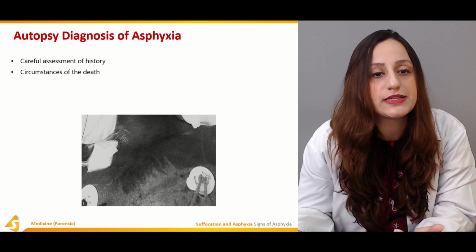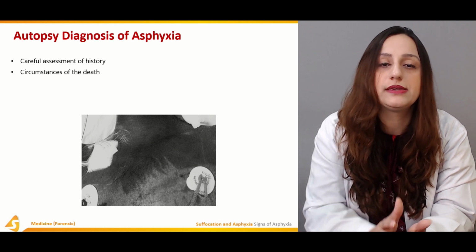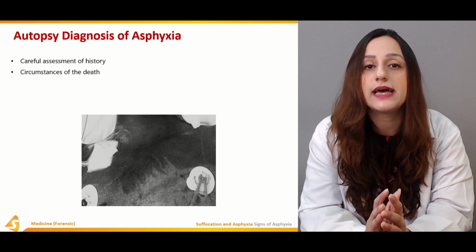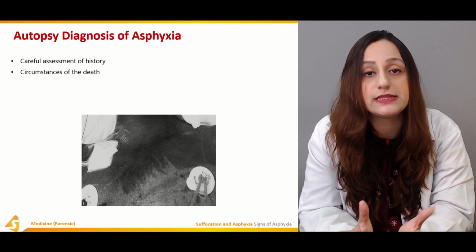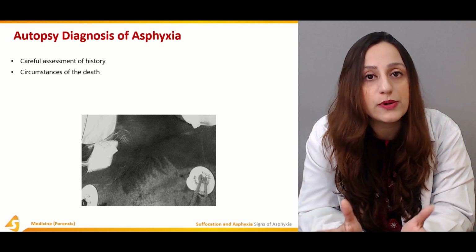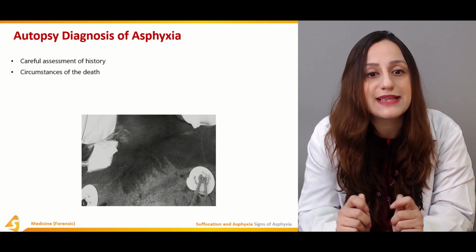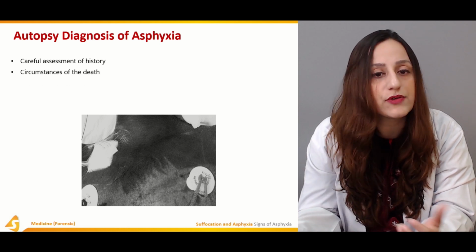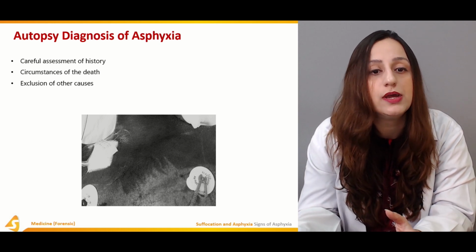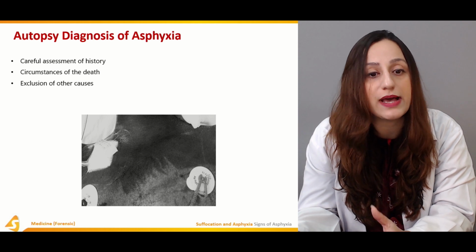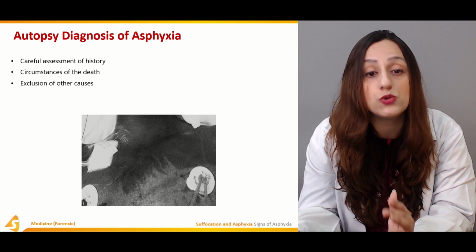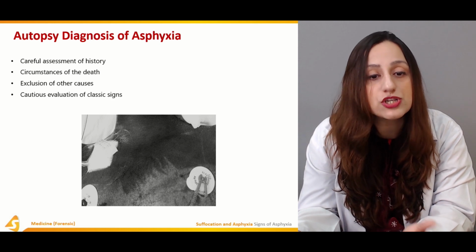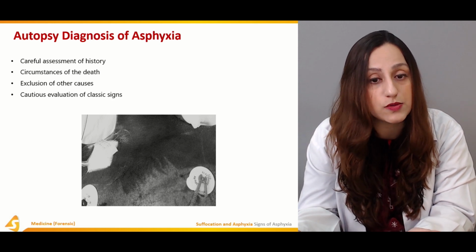For the autopsy diagnosis of asphyxia, first of all, we have to get a careful history of how the death occurred. The circumstances of death have to be observed. In some cases, we can get our hands on, for example, plastic bags or anything that we find at the crime scene that can contribute to diagnosing whether the death was through asphyxia or not. Then there can be an exclusion of the other causes of death. The cautious evaluation of the classic signs is observed over here.